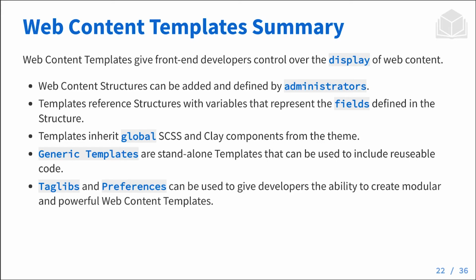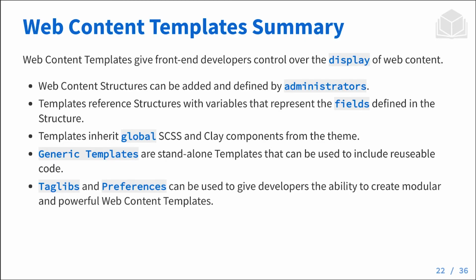We can also use generic templates, which allow us to provide templates with specific designs that can be included in any other web content template that's tied to a structure. A generic web content template is not tied to any structure, whereas a normal web content template is tied to a specific structure. Other than that, we can use the same tag libs and preferences we've seen elsewhere in our FreeMarker template development. So we have all of that power, and we can use it in our web content templates to control the web content structure presentations.